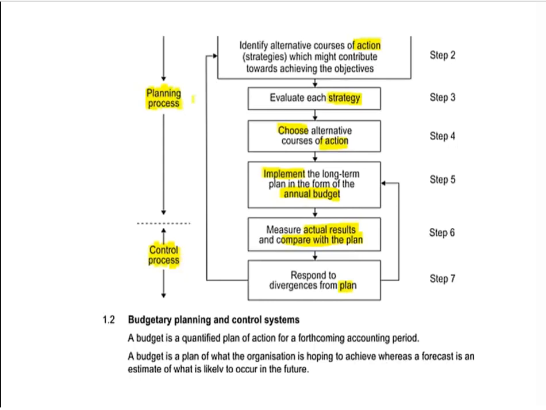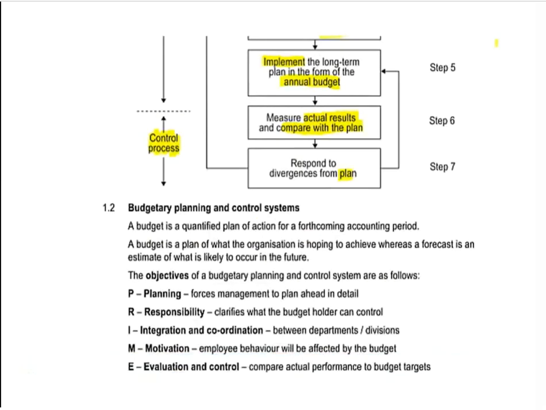And of course, this is a cycle, because once we've had one period, we then need to go back to the beginning and think about whether or not our objectives have changed and what would be an appropriate set of goals or an appropriate budget for the forthcoming period. So the budget itself then is a quantified plan. It's putting into numbers what it is that we want to happen.